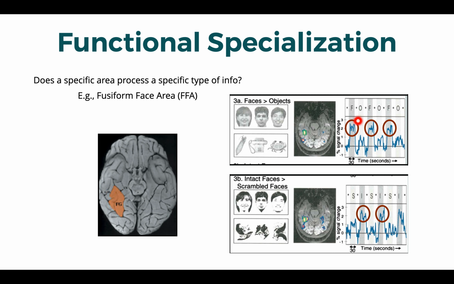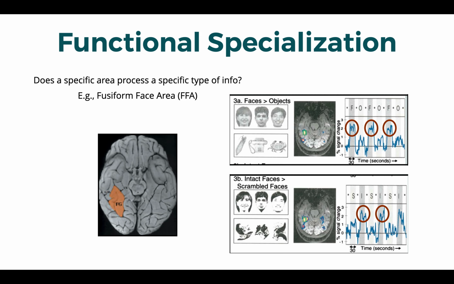When you have a face, lots of signal. Object, not so much. Now, when you look at intact versus scrambled faces, when this area saw an intact face, it was really happy. When it saw a scrambled face, it wasn't happy. So this area has this really general preference for faces, and particularly intact, upright faces.